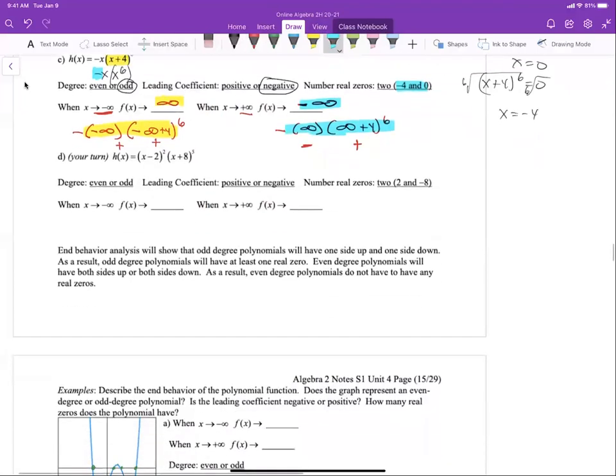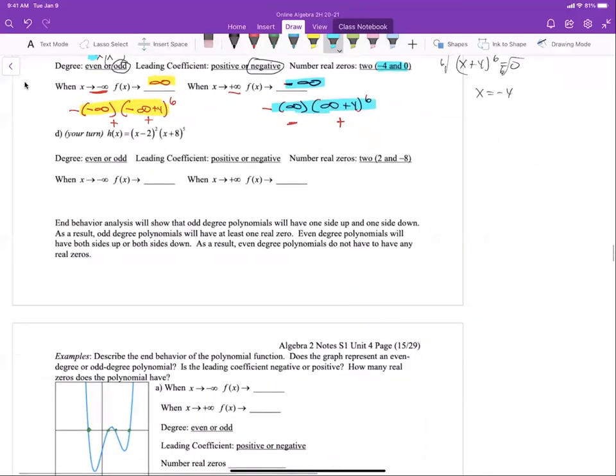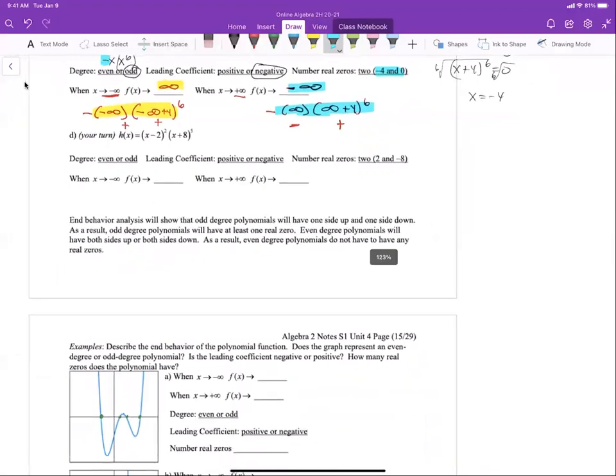Okay, let's do one. Why don't you try it yourself? Okay, this one again might be a little tricky, but hopefully you're starting to see the approach. All right. My first term is (x - 2) squared, and my second term is (x + 8) to the fifth power. Is my degree odd or even?